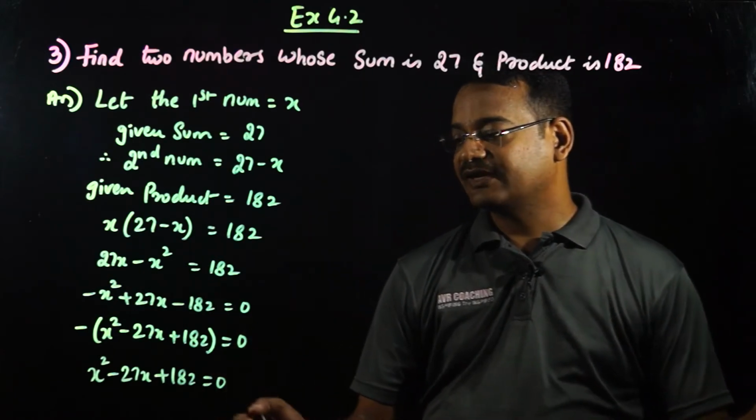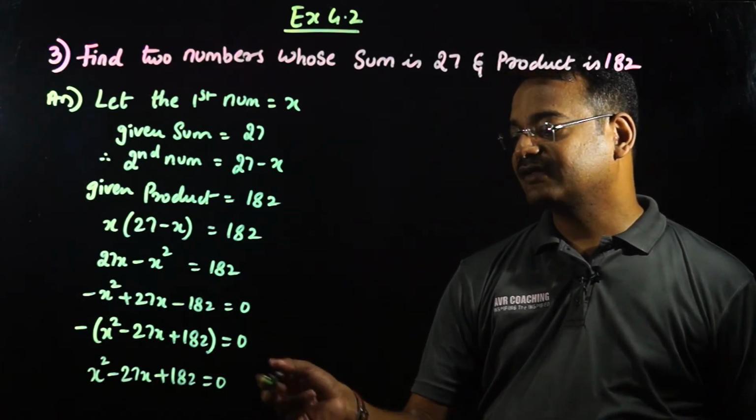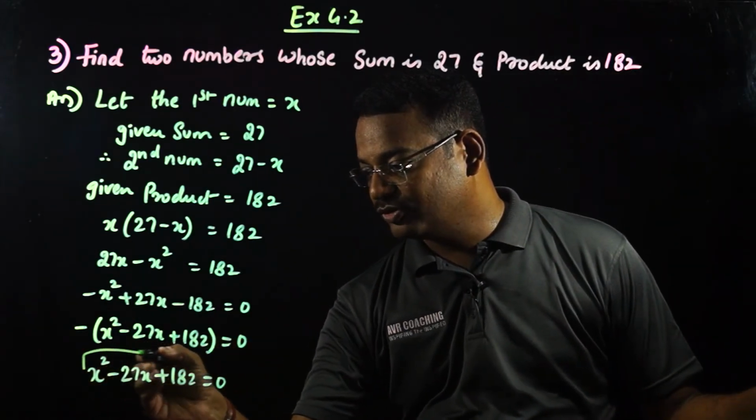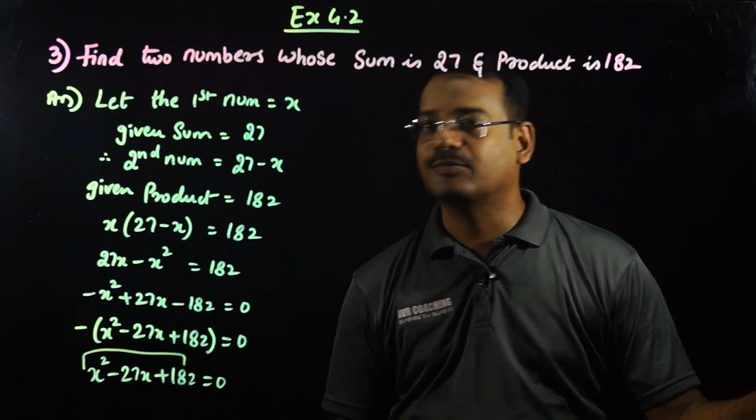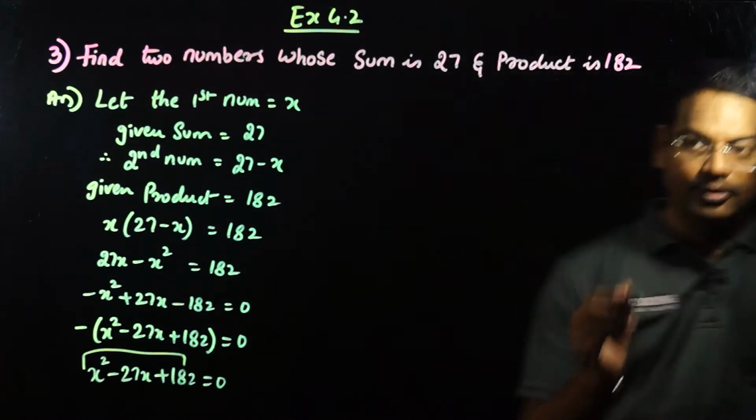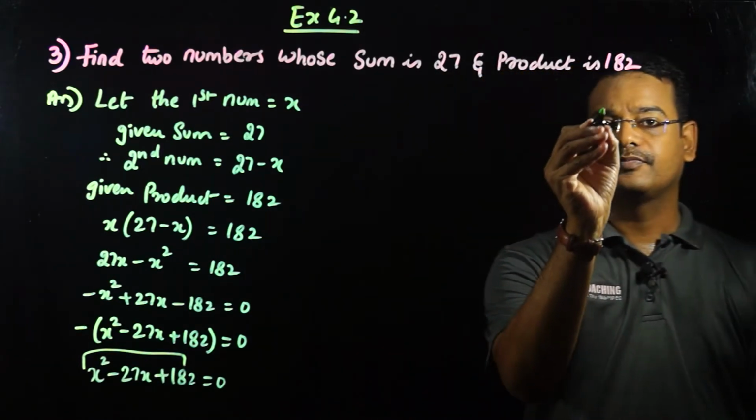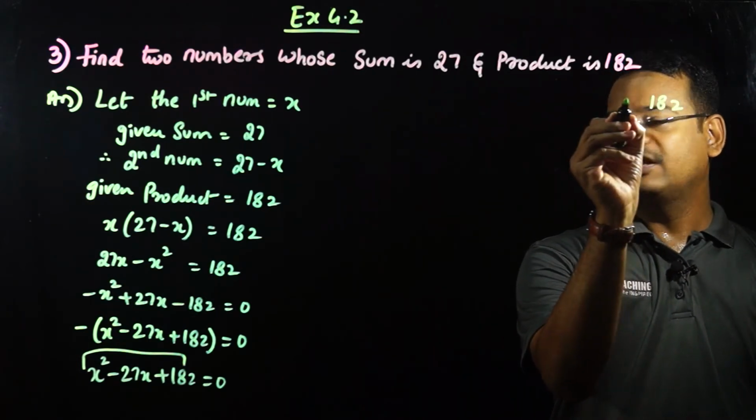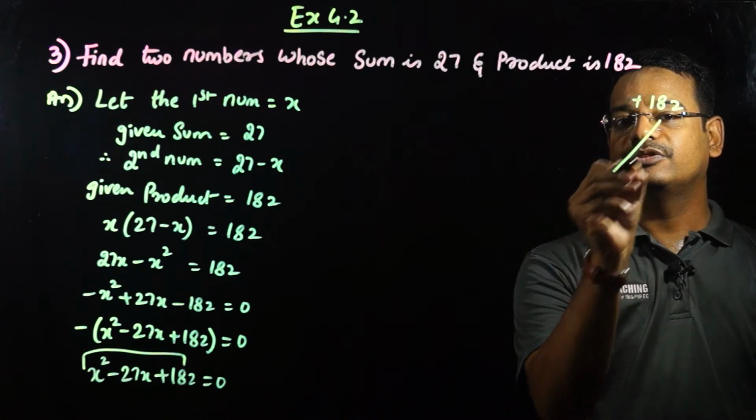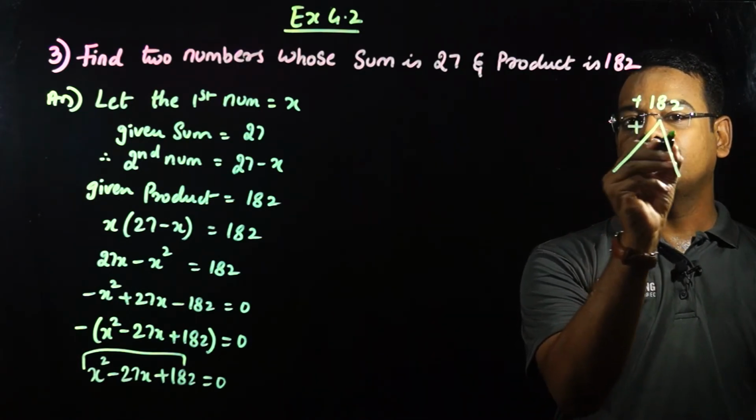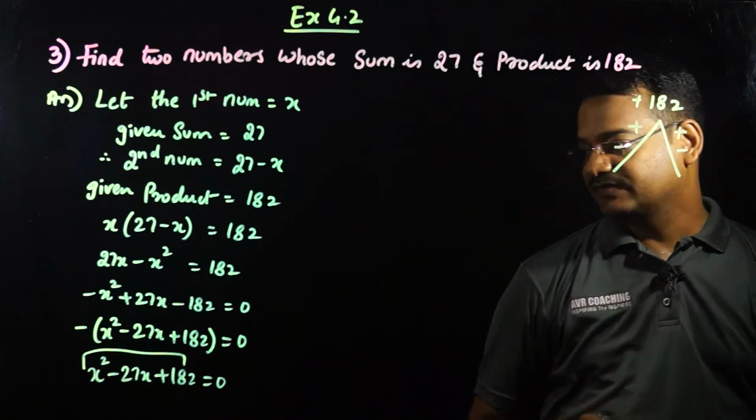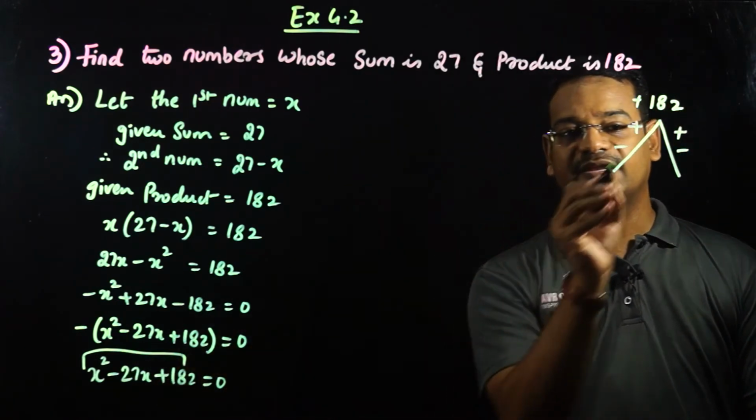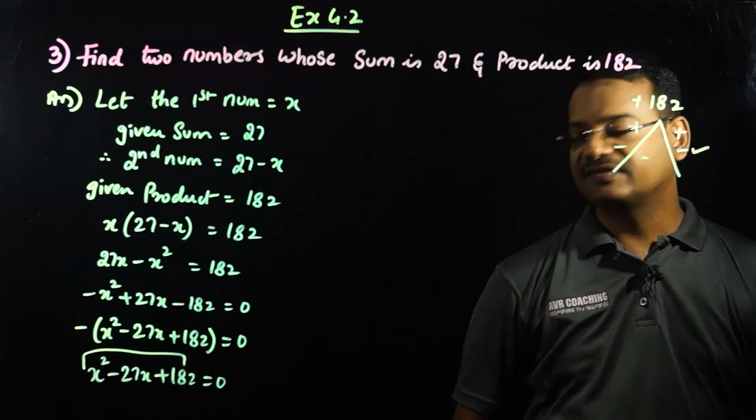Now we are factorizing. To know the numbers, we will factorize the quadratic equation. As a first step, we will multiply the coefficient of x square and the constant and get the product, which will be 182. Product is plus 182. So the options are plus into plus or minus into minus. Since the middle term is minus, we'll go with minus into minus.